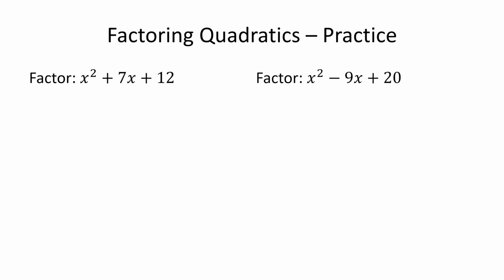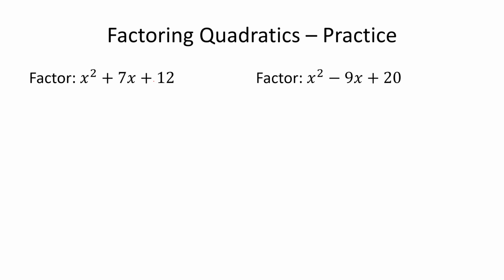Hello and what's up? So today we're going to learn about factoring quadratics. We're going to start off with the basic form of factoring. So x squared plus 7x plus 12, right? This is your basic quadratic where its lead coefficient is 1. That makes it the easiest.